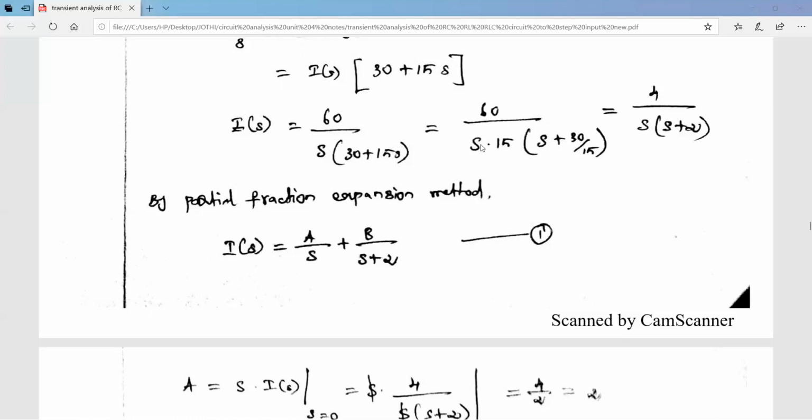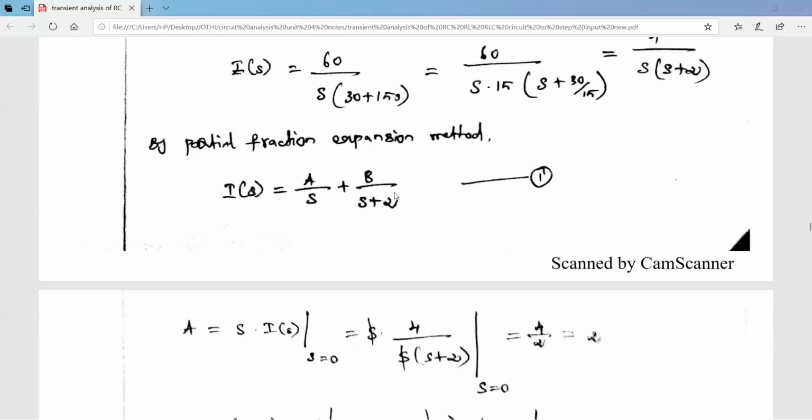Now, using the partial fraction expansion, we have to write this I of s function in a different form. The use of the partial fraction expansion method is that we can write any function as an addition of single order expressions. Since there are two s terms, we split this equation into some constant a divided by s plus some constant b divided by s plus 2. Now we have to find the values of a and b.